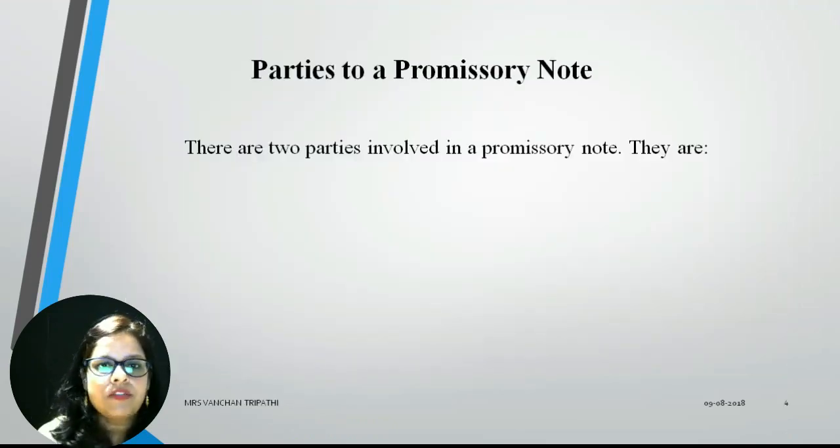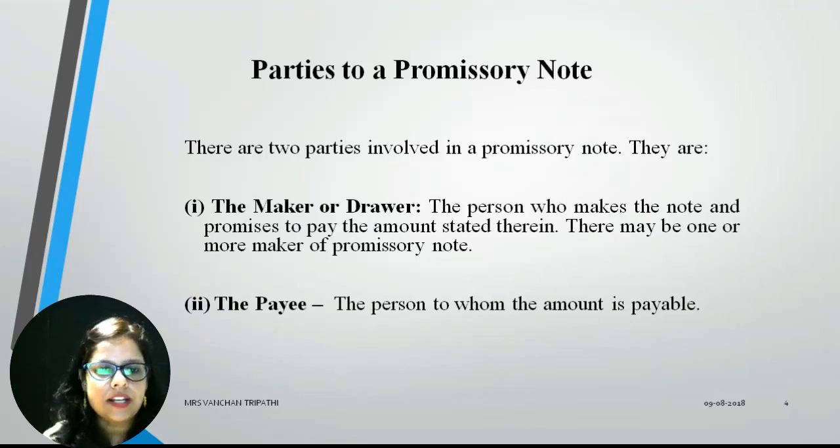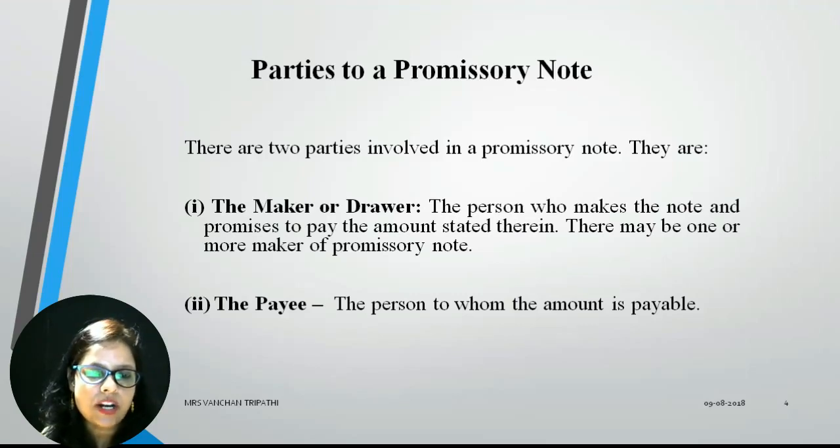So let me talk about the different parties involved in the promissory note. There are two parties. One party is the maker and another party is the payee. As I told you in the previous slide, the person who was making the promissory note, there was the sign of Sanjeev. So Sanjeev was the maker in the example, or the format, I showed in the previous slide. So who is the maker? The person, or who is the drawer? The drawer and maker are the same. The person who is making the promissory note is the maker, and the payee is the one to whom the amount is payable.